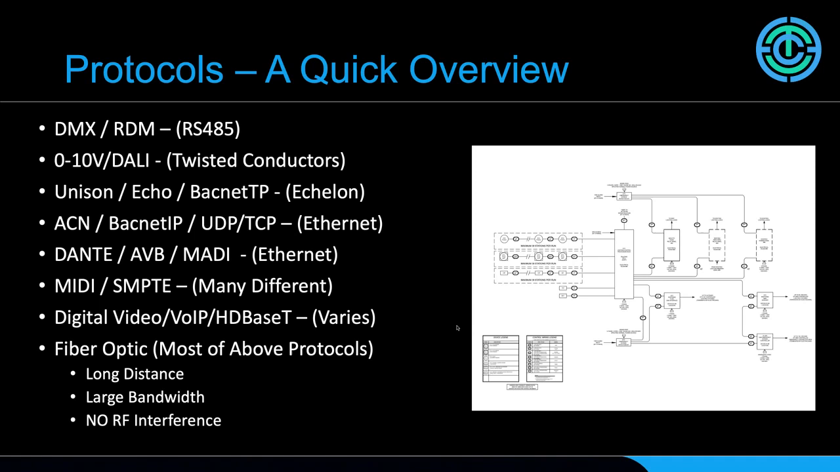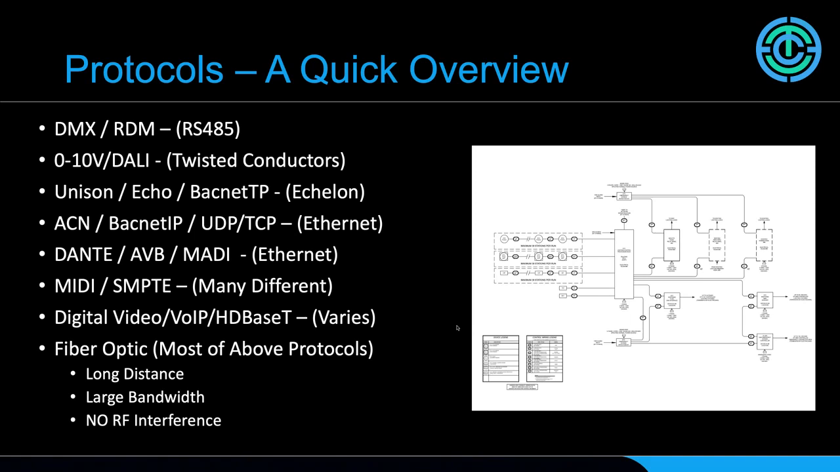Unison echo wiring, or even BACnet twisted pair, BACnet being a building automation system, they all run a version of Echelon. And Echelon, again, is over a very simple 16 gauge twisted, basically speaker line that provides both data and power. Some other protocols when we're looking at our integrated systems would be ACN or streaming ACN for lighting.